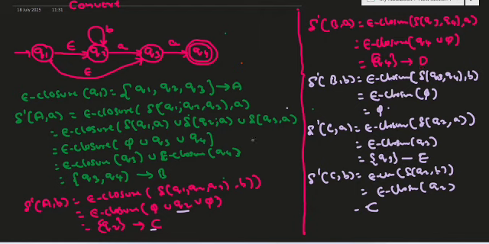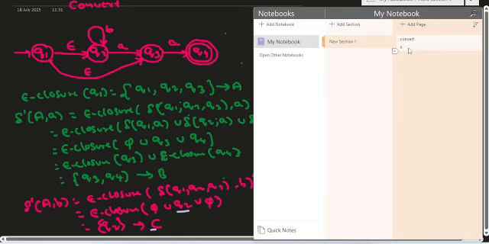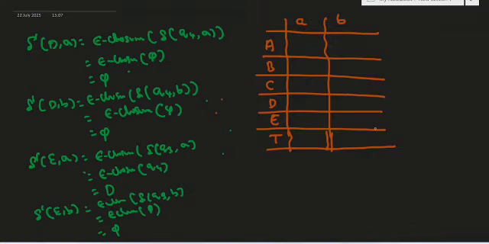We will try to make it now. B and D are called final states since they possess the Q4 state. Now B is a final state, so I will make a star here to mark it as a final state, and D is a final state. The rest are non-final states, and the initial state is obviously A.